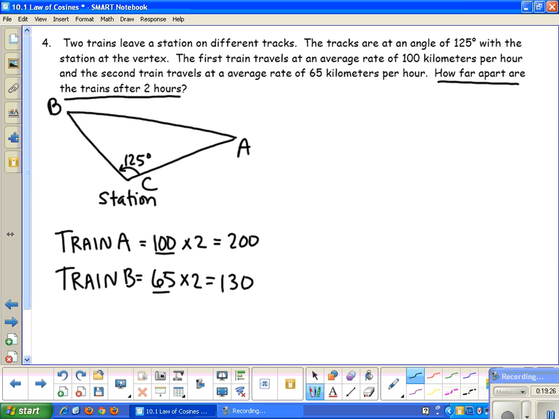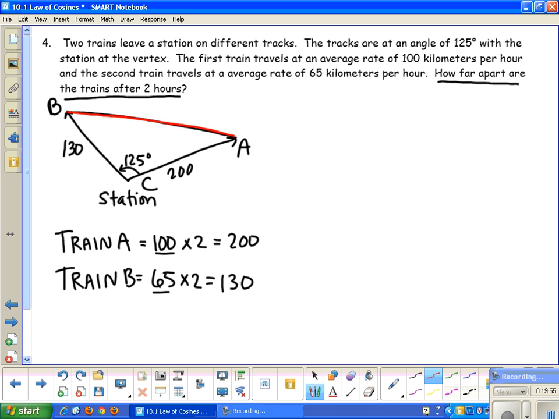So then I know that side B is going to be from the station to train A. So this one is a little bit harder. From the station to train A has traveled 200 kilometers in 2 hours. And from the station to train B, we have traveled 130 kilometers in the 2 hours. So now I want to figure out how far apart these are. So I'm trying to figure out this distance right here.